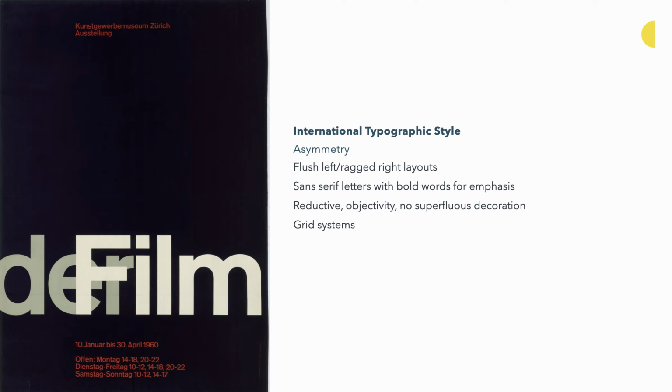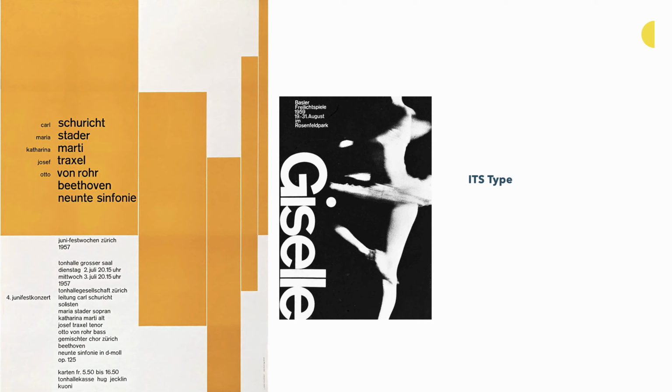And the grid, that's a huge clue. The grid is clearly evident in this work. Here's some examples of ITS type. ITS is short for the International Typographic Style. It's often Helvetica. It's flush left, ragged right. It's extremely clean. It's on a grid.